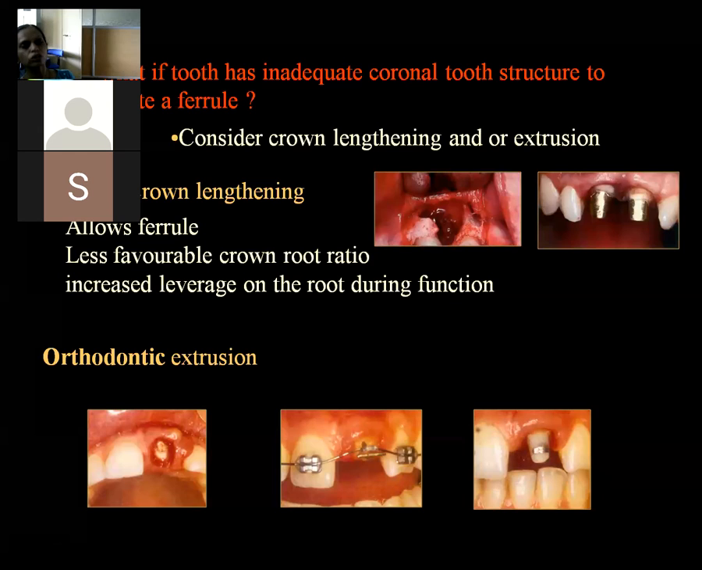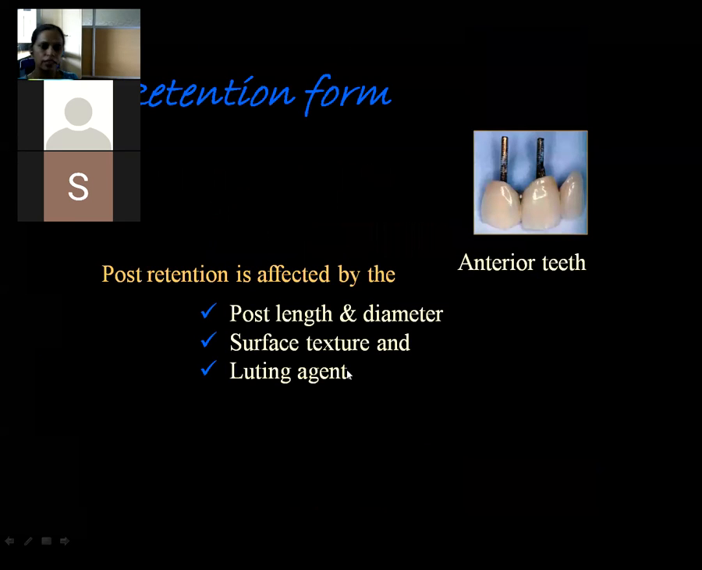Otherwise, you will extrude the root portion, but the root will be less. If the root is less, your post length will be less, and failure of the post and core will occur. Am I clear? So leverage towards the root will be more and there will be fracture. Here, these are the cases shown where orthodontic extrusion is done.